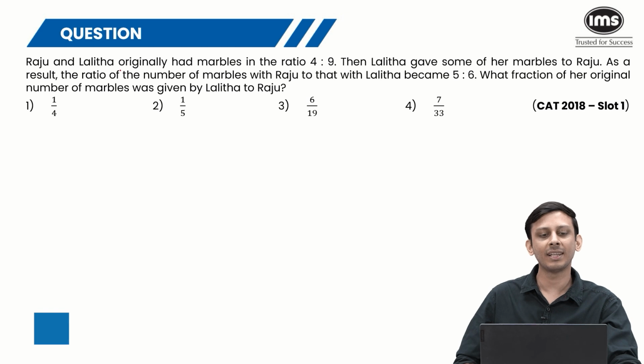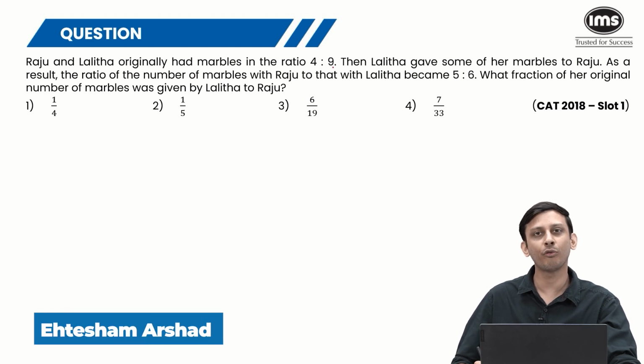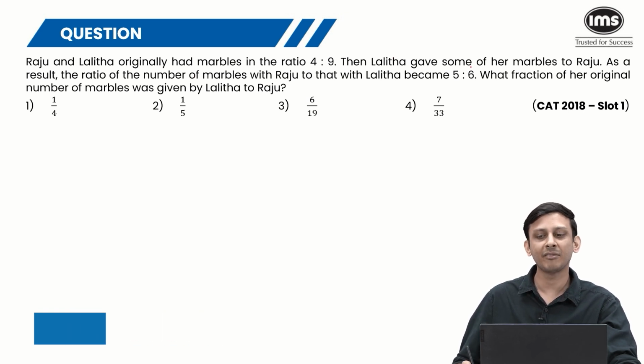In this question, Raju and Lalita originally had marbles in the ratio 4:9. Then Lalita gave some of her marbles to Raju. As a result, the ratio of the number of marbles with Raju to that with Lalita became 5:6. What fraction of her original number of marbles was given by Lalita to Raju?